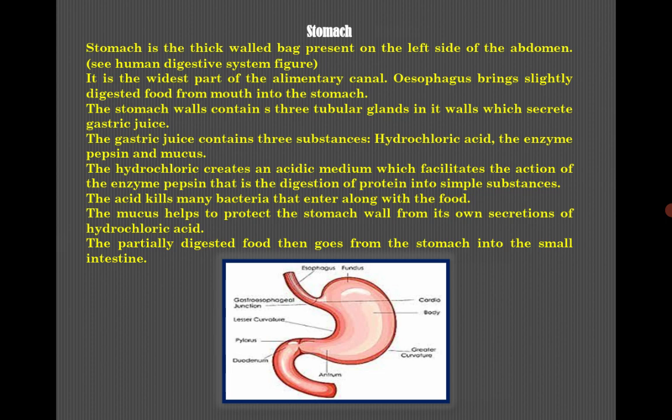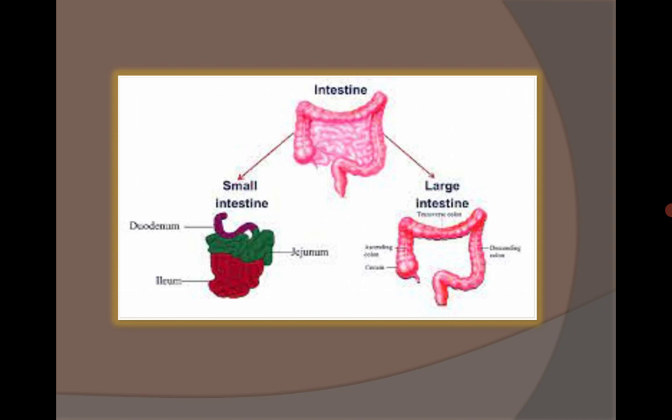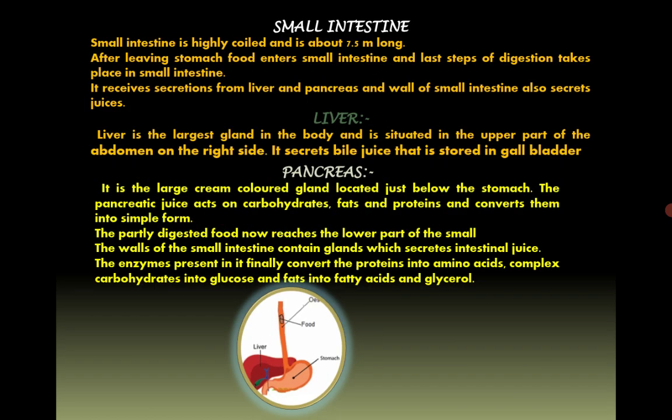The partially digested food then goes from the stomach into the small intestine. Your intestine is divided into 2 parts, that is the small intestine and the large intestine. Small intestine. The small intestine is highly coiled and it is about 7.5 meters long. After leaving the stomach, food enters the small intestine and the last steps of digestion take place in the small intestine. It receives secretions from the liver and pancreas, and the wall of the small intestine also secretes juices.